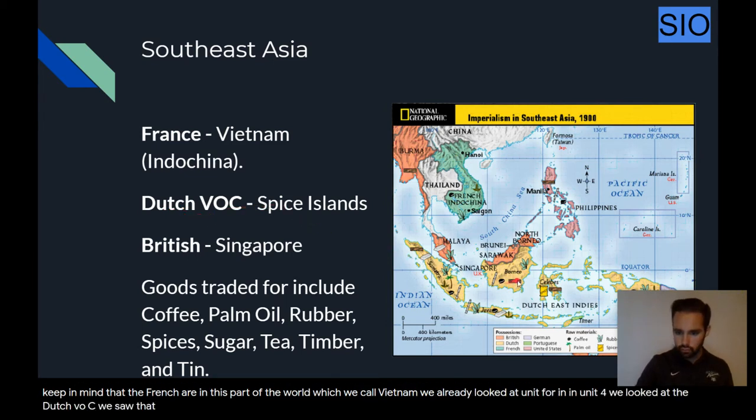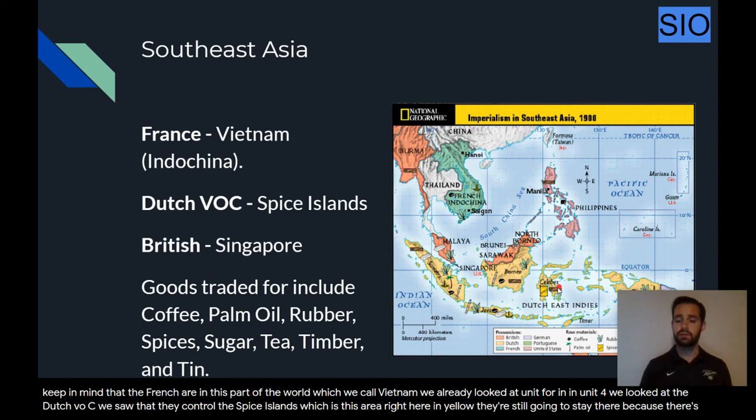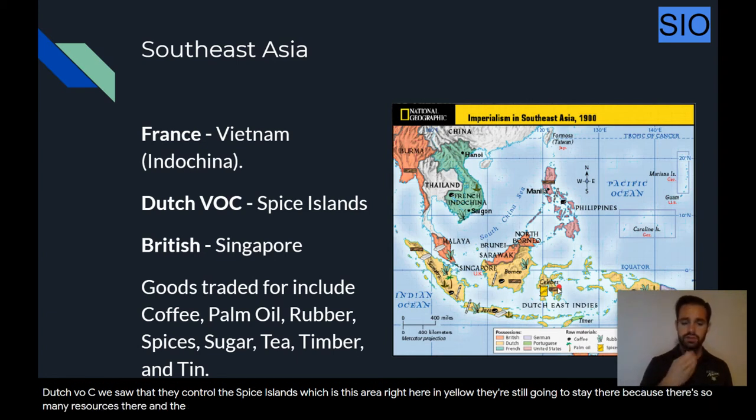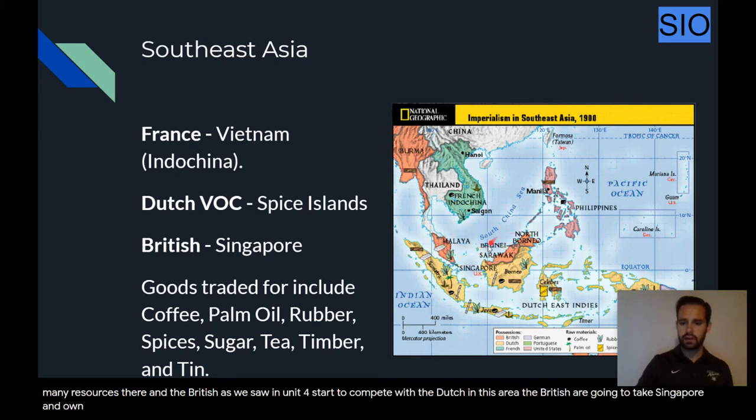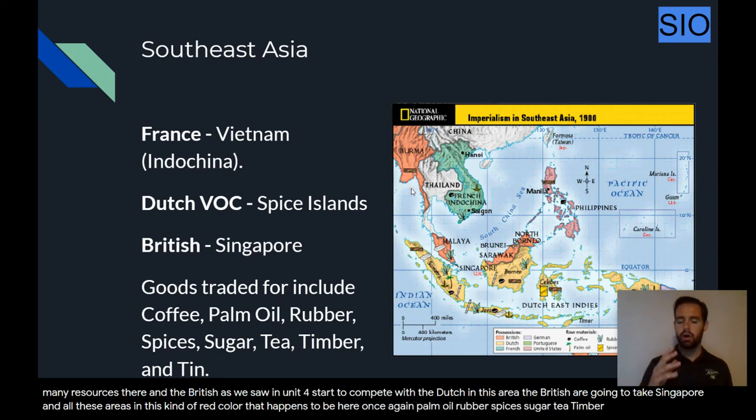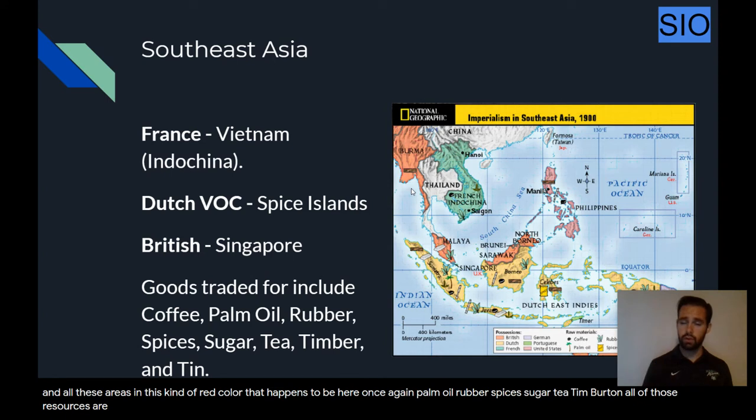We saw that they controlled the Spice Islands, which is this area right here in yellow. They're still going to stay there because there's so many resources there. And the British, as we saw in Unit 4, start to compete with the Dutch in this area. The British are going to take Singapore and all of these areas in this kind of red color. Once again, all those are for resources, including coffee, palm oil, rubber, spices, sugar, tea, timber, tin. All of those resources are what drive and motivate Europeans to take that area.